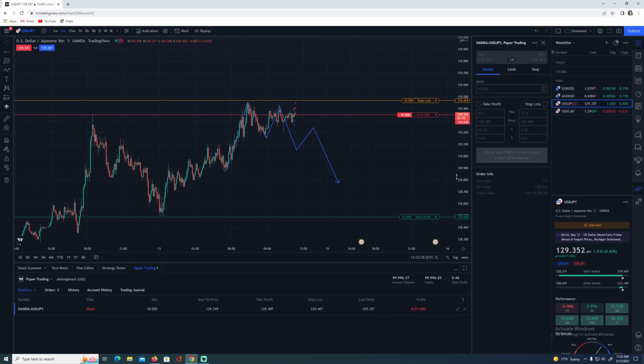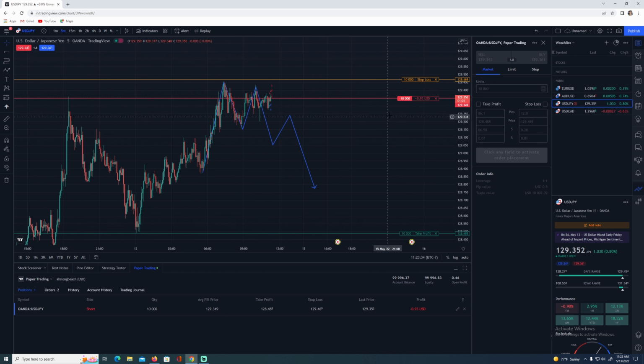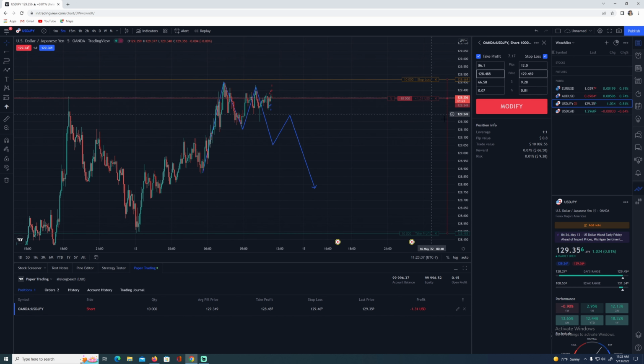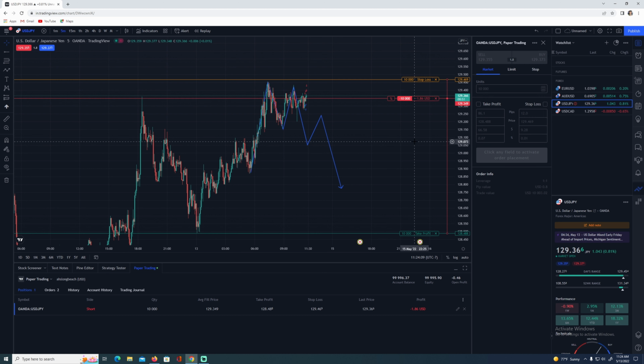Basically what we're saying is price right now is going to reverse. Basically, if price gets to my stop loss, I will lose $9, but if price gets to my take profit first, I'll be making $66. So that's basically what I'm saying with this trade.